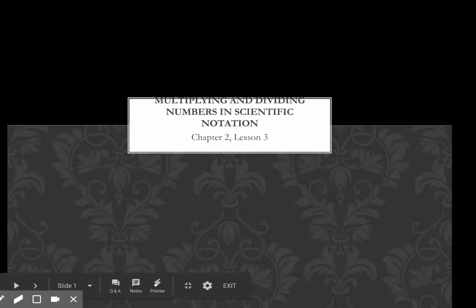Multiplying and dividing numbers in scientific notation. Chapter 2, Lesson 3. Much like multiplying and dividing fractions, this is actually easier than adding and subtracting, because you're adding and subtracting the exponents. So take a deep breath, you'll do fine.